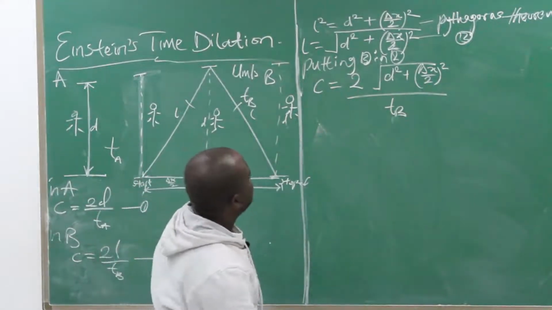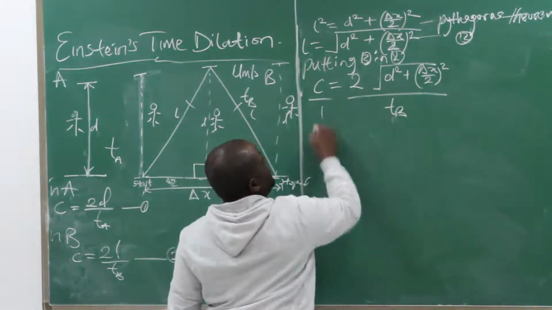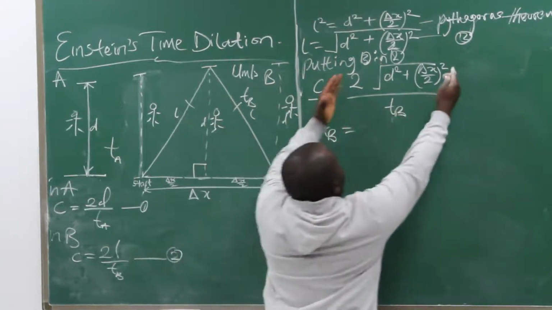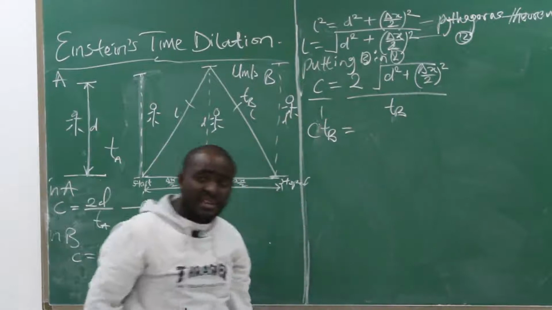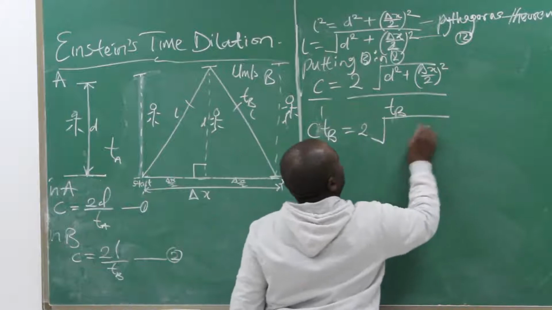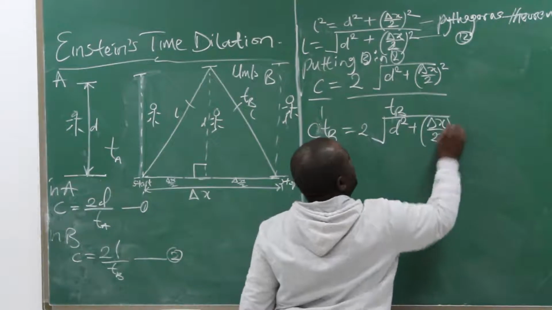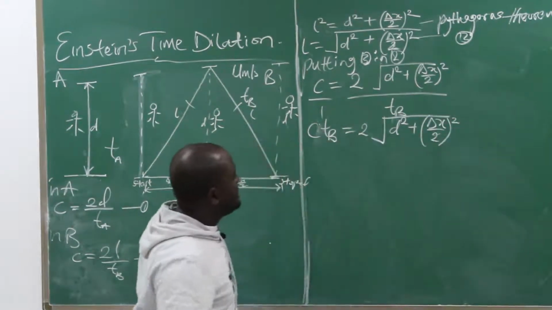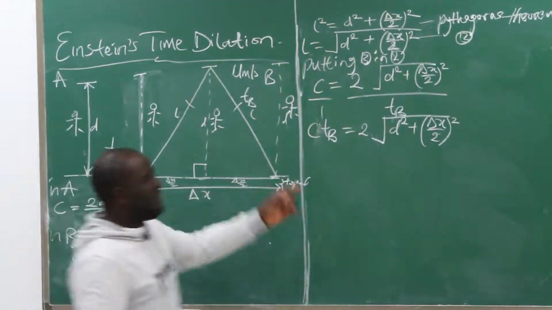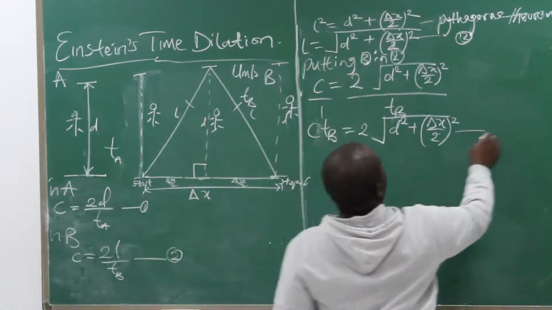So now, how do we resolve this? We do a cross multiplication. This comes down and this times this will give us C TB is equal to the whole of this multiplied by this one. Anything multiplied by 1 is that same thing. So we have 2 times the square root of d squared plus (delta x over 2) squared. You see, we have something like this. This was 3, so let's call this equation 4.